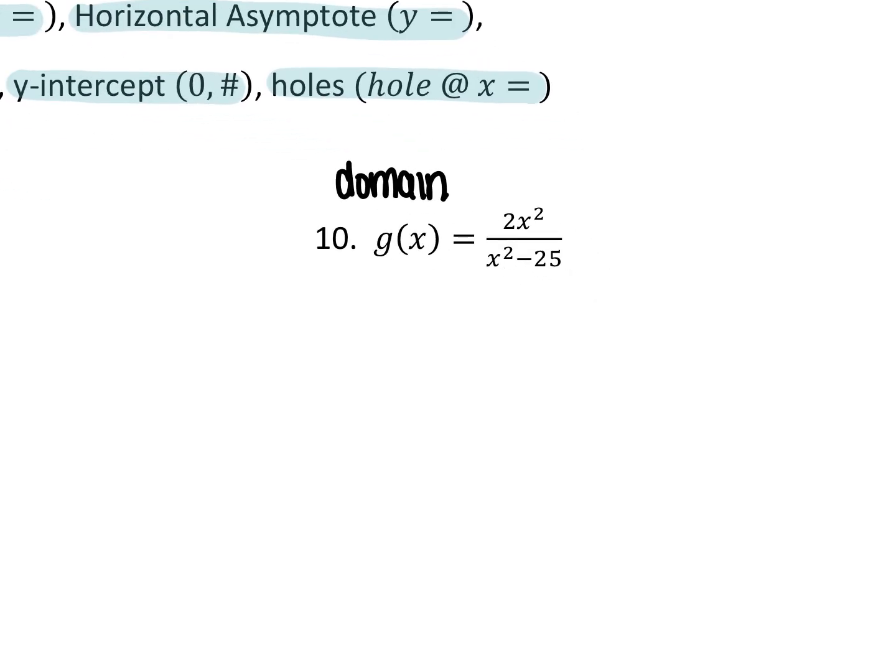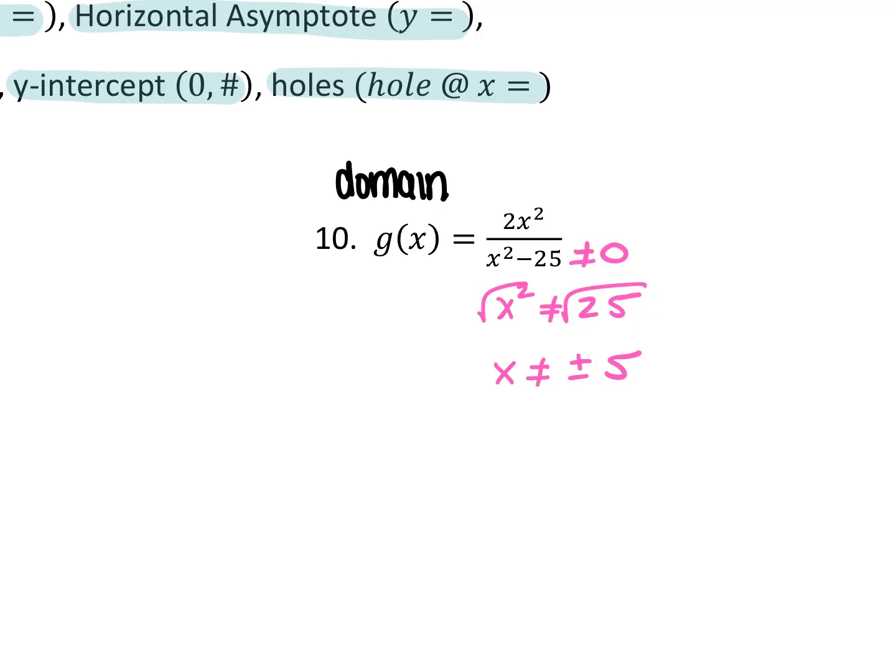What would we do to find the domain for number 10? What does your cheat sheet say to do to find the domain? Set the denominator not equal to 0. So we get x squared does not equal 25. What do we do next? Square root both sides. So what does x not equal? Plus or minus 5. Don't forget the plus or minus. We're talking about 2 numbers here.